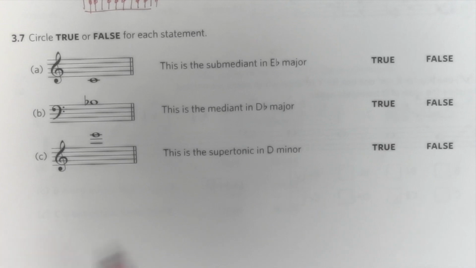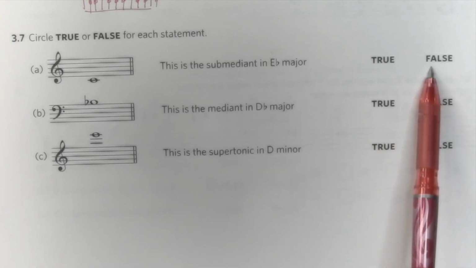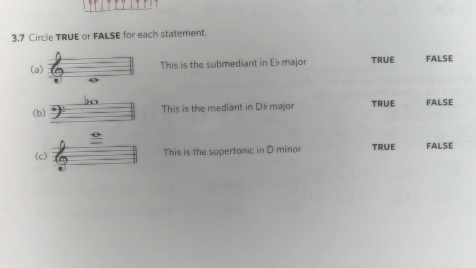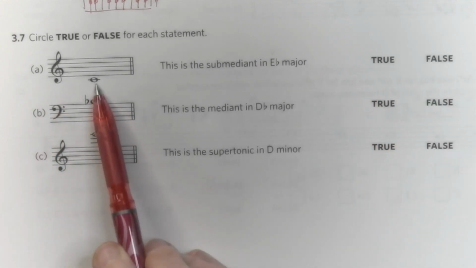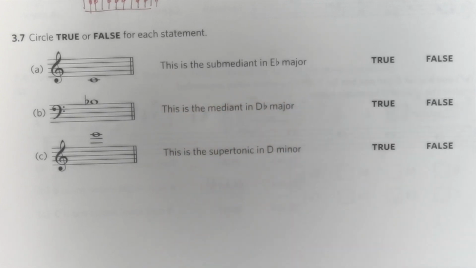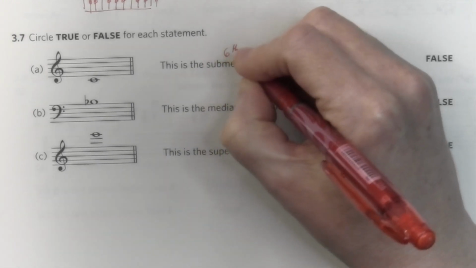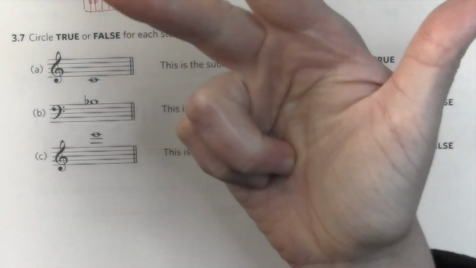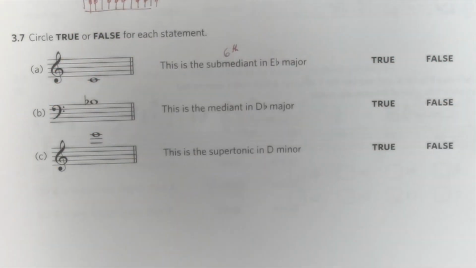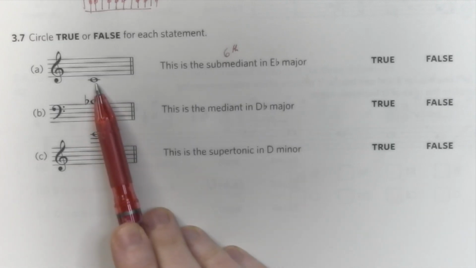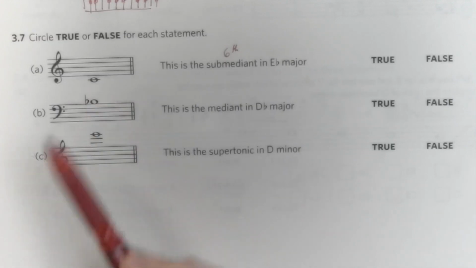The next question asks us to circle whether this statement is true or false. Now, Do, treble clef, this is the submediant of E flat major. Okay, the submediant is the 6th degree, and the 6th degree of E, let's count, Mi, Fa, Sol, La, Si, Do, so starts with Do. Now we need to check whether this Do is natural, flat, sharp, or whatever.